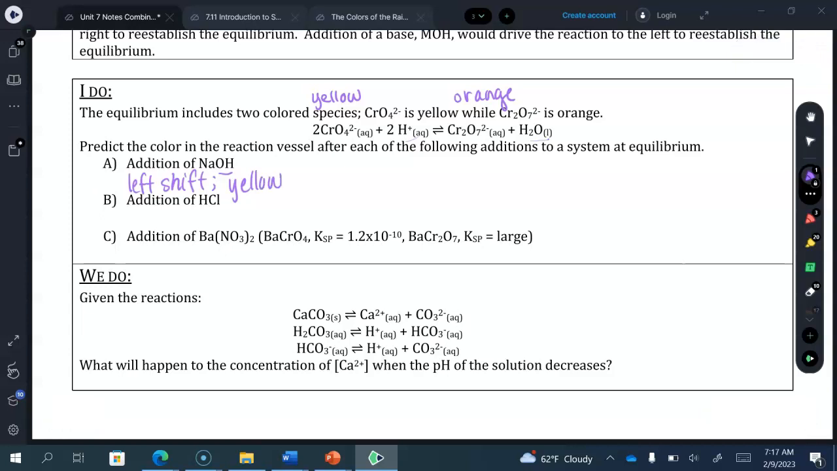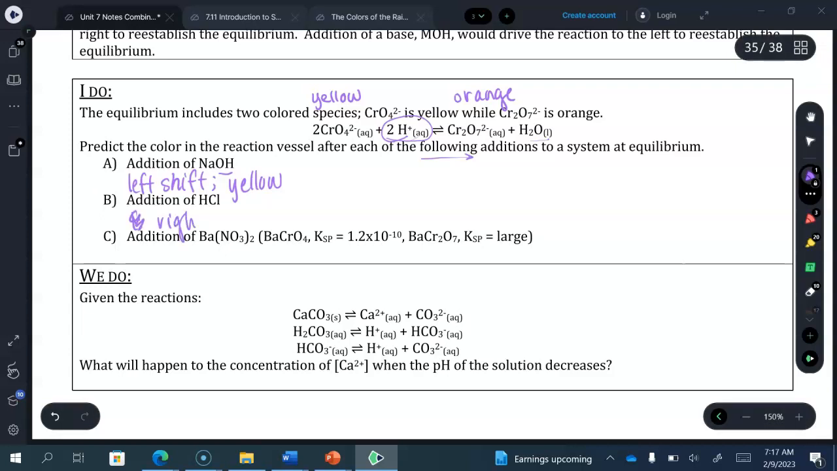If we, though, add an acid, so we're going to add here. Remember, we shift away from additions, so this is a right shift. And so it'll get more orange.